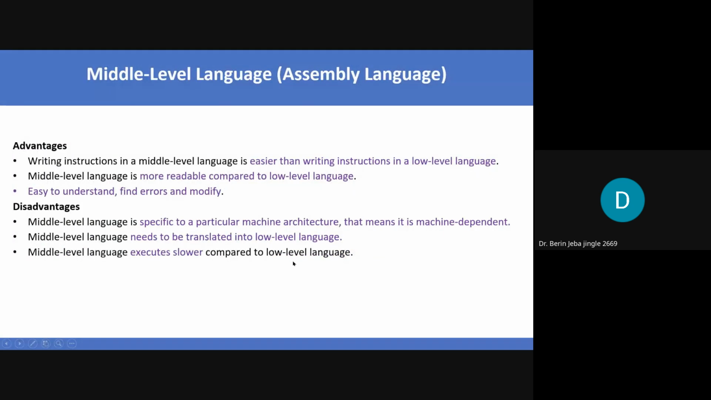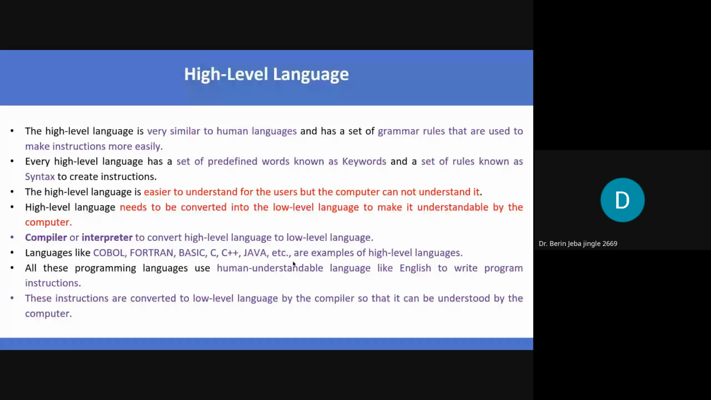Next, the advantages and disadvantages you learn. High level language is very similar to human level language. What a human writes is fed into the computer as an instruction. That is the high level language. The programmer finds it very easy to write, and it is easier for us to understand too.